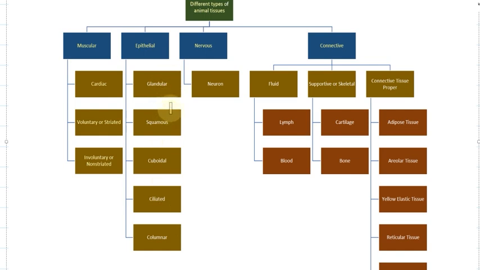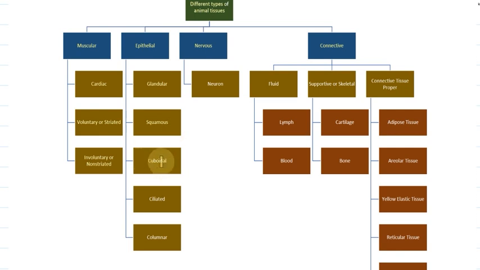So what are glandular epithelial tissues? They are involved in releasing and production of secretory products like mucus, sweat, saliva, etc. Those are the tissues that we call glandular epithelial tissue. Then there are squamous tissues or squamous epithelial tissues. So these tissues consist of flat cells and are found in the walls of blood vessels, in skin, etc.